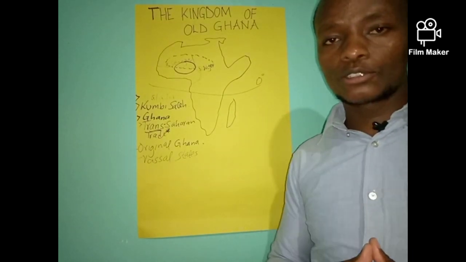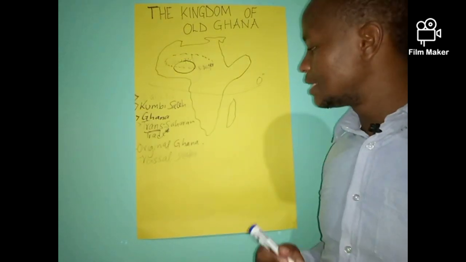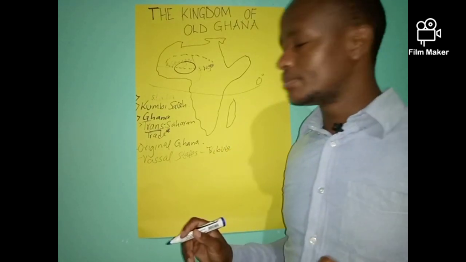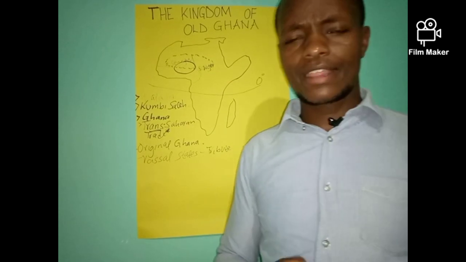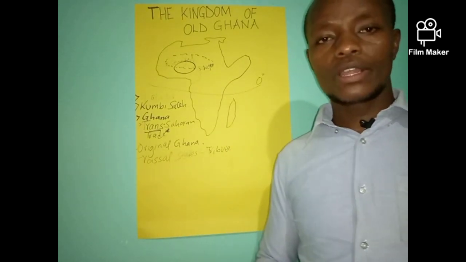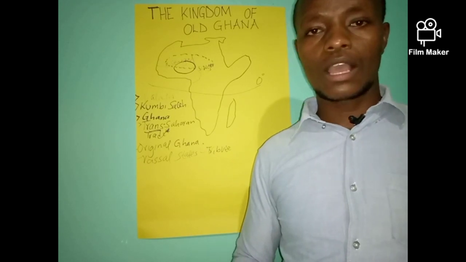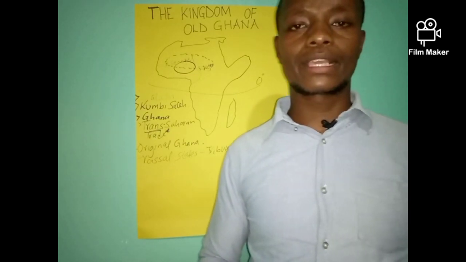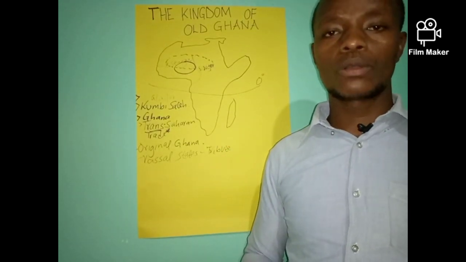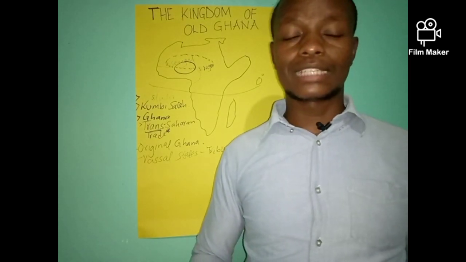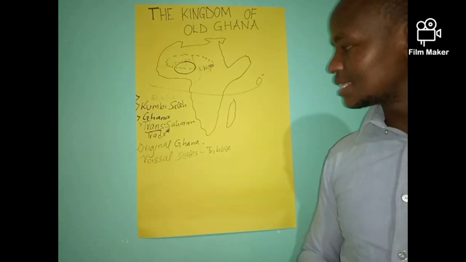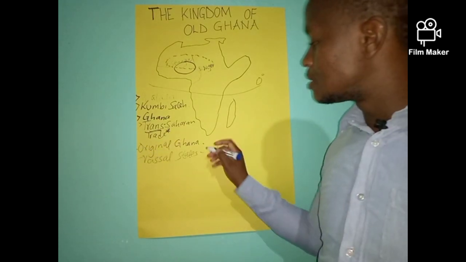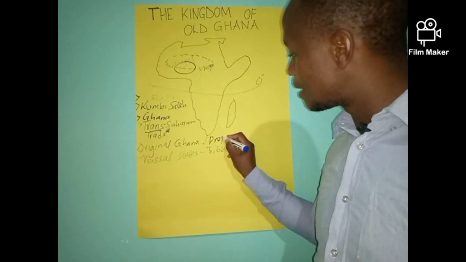The vassal states were allowed to continue ruling themselves as long as they paid tribute, as long as they were loyal to the king. Tribute by giving their sons to go and serve in the king's palace, and contributing army when they are called upon by the king or when there is an emergence of a war, and also paying taxes to the king. That is how Ghana was divided. We have said that there is the original Ghana, which is also referred to as the proper Ghana.